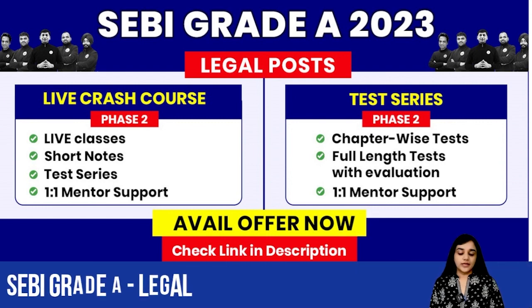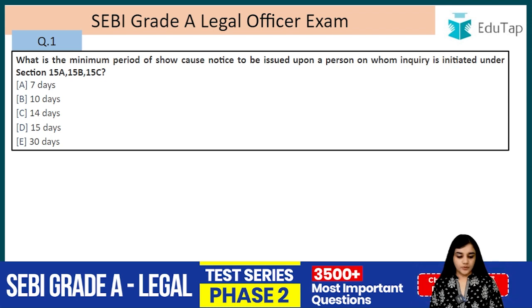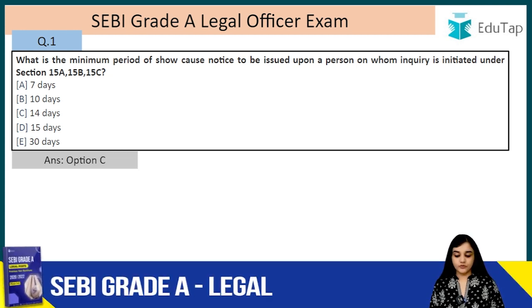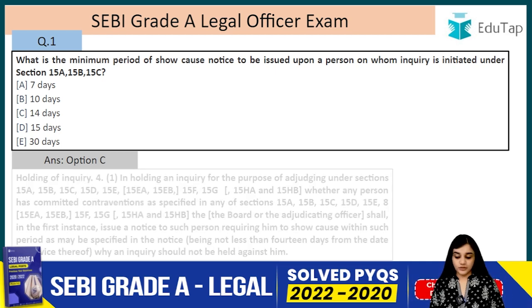Now let's start with our lecture. Question number 1. What is the minimum period of show cause notice to be imposed upon a person on whom inquiry is initiated under section 15A, 15B or 15C? So the answer to this question is C, that is 14 days, right? So the minimum period of notice has to be 14 days.